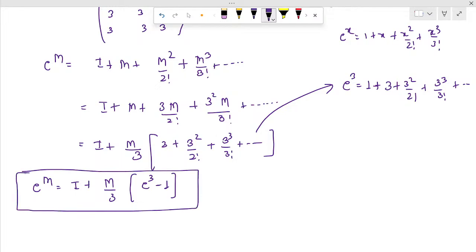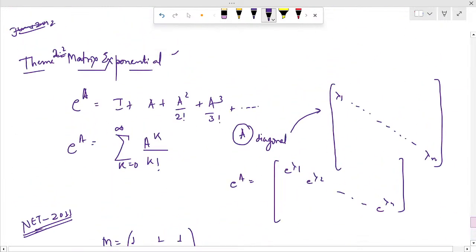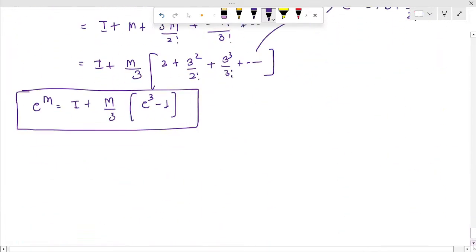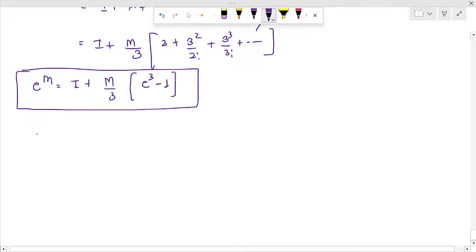You'll find that this is your theme number 2, what I've written, theme number 2.2. That is a matrix exponential. Now, there is one more thing in this particular context that has been asked time and again, which is: what is the determinant of e raised to power m? It has been asked what the determinant of e raised to power a is.